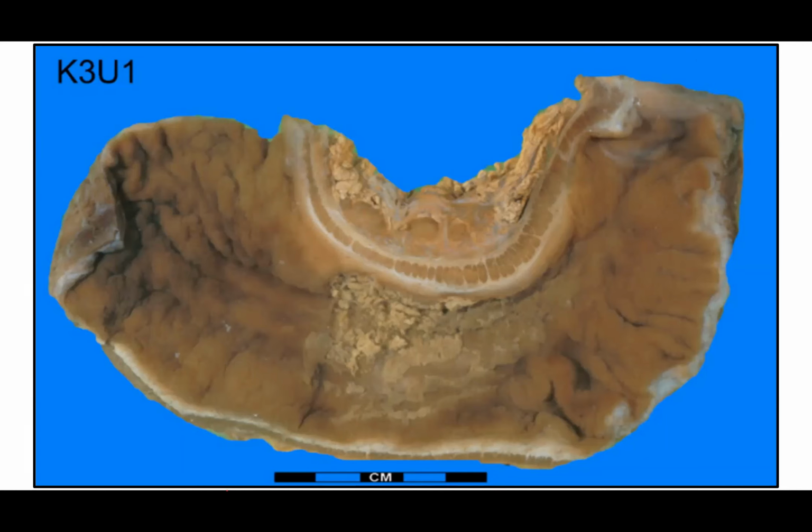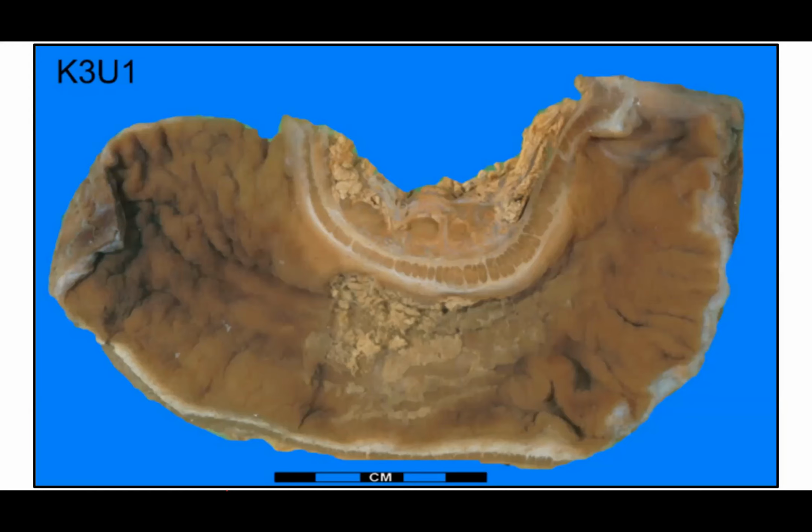And why do you have this thickened wall? Because it infiltrates into all layers of the stomach, but it may spare the mucosa. So it infiltrates into all layers, and that is why you have a uniformly thickened wall. Yes, you do get localized linitis plastica also, but that is localized near the antral region. Mostly what we get is a uniformly thickened stomach.